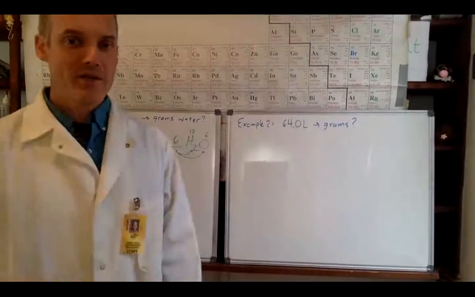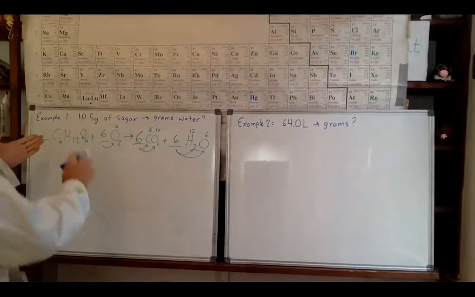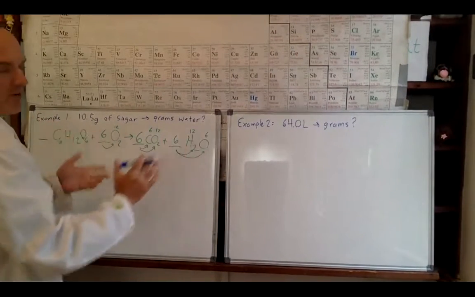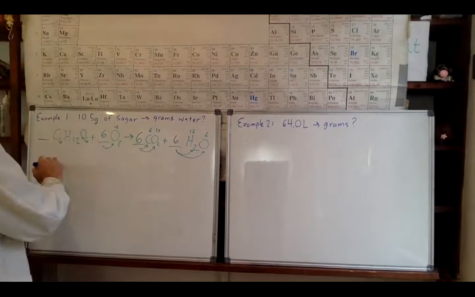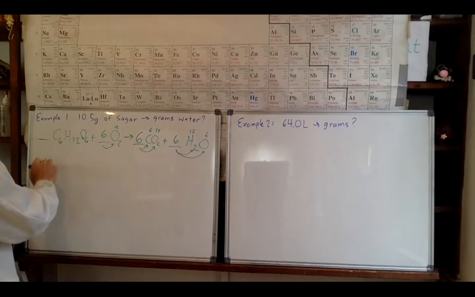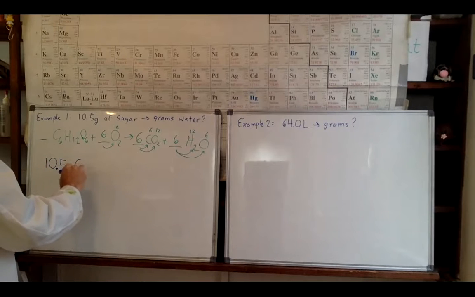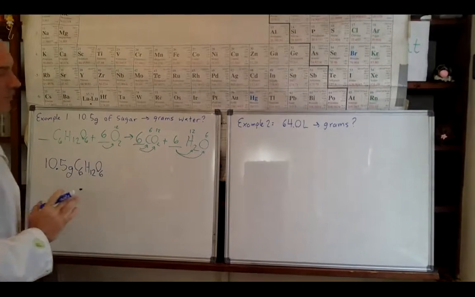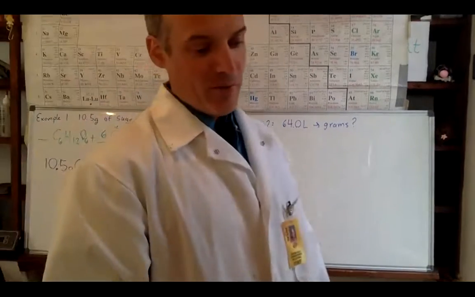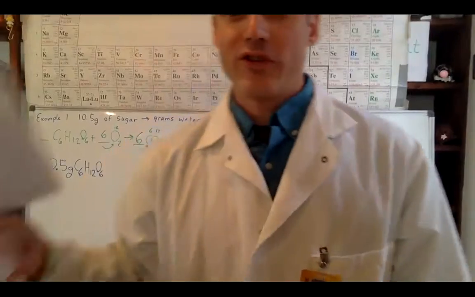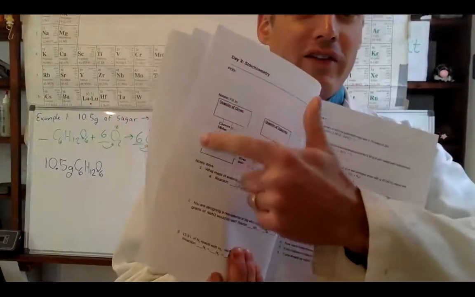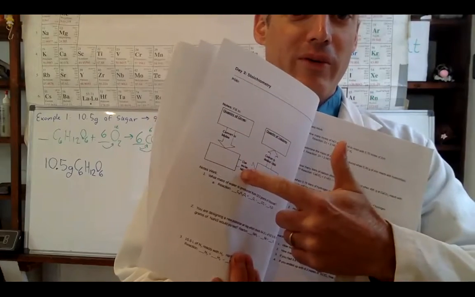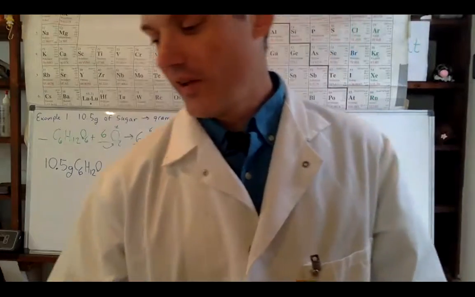Let's set it up. So remember, we're trying to figure out 10.5 grams of sugar, how many grams of water is that? So you always want to write down what you're starting with. We have 10.5 grams of C6H12O6, and we want to convert it to water. Now, if you remember in the diagram for the stoichiometry U that we just looked at, there are 3 distinct steps in order to convert. You have to convert to moles, you have to use the ratio, and then you have to convert to the desired units.